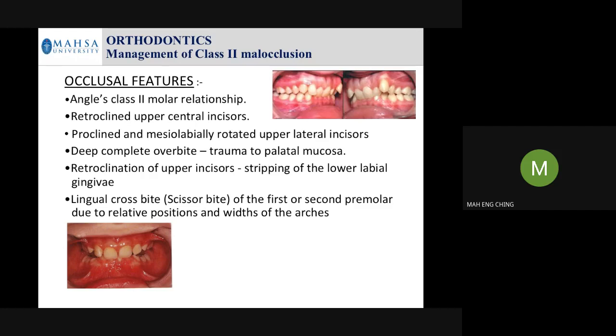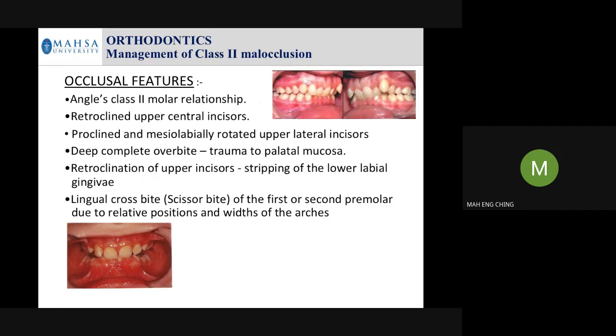Lingual crossbite or scissor bite of the first and second premolars, due to the relative position and width of the arch. So imagine if you push the upper incisors backward and you squeeze the premolars buccally, then causing what we call the scissor bite. Because you're pushing the upper incisors backward, it's causing what we call widening of the premolar width. So everything goes backward, they squeeze the premolars sideways. So it's causing what we call the scissor bite on the premolars.